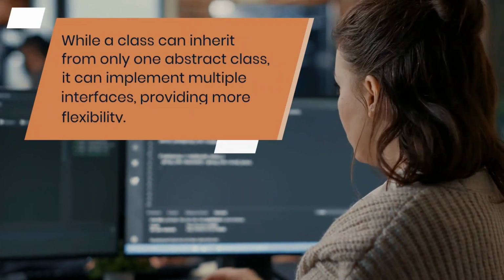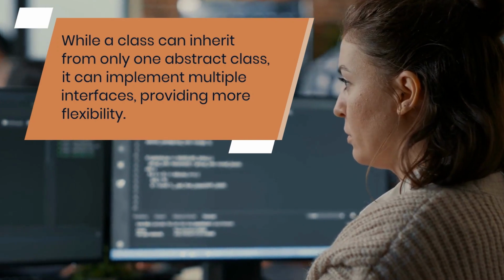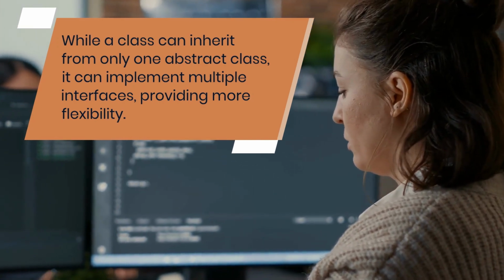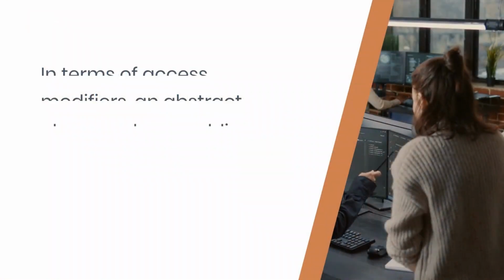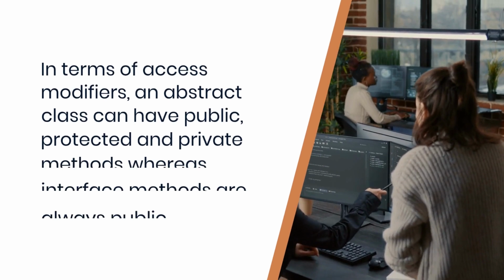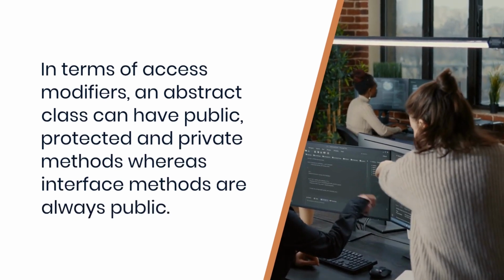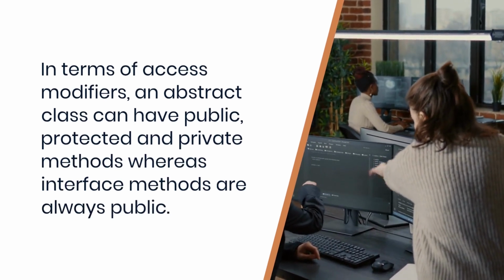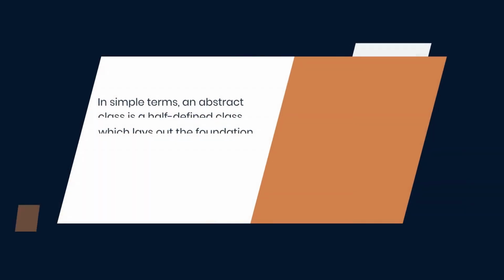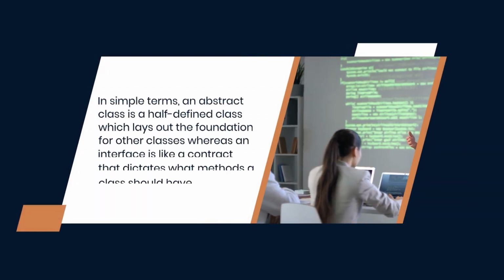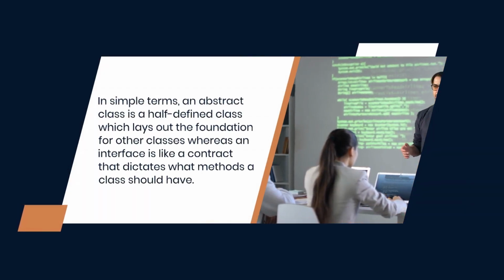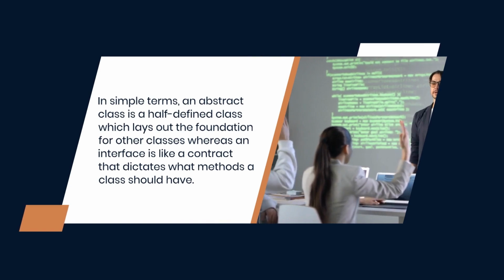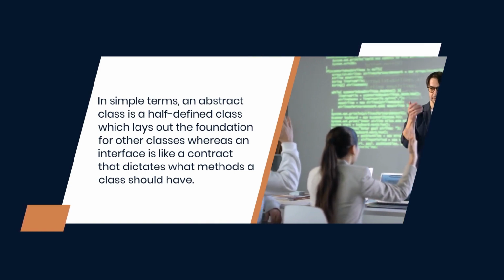As such, all methods in an interface are implicitly public and abstract. While a class can inherit from only one abstract class, it can implement multiple interfaces, providing more flexibility. In terms of access modifiers, an abstract class can have public, protected, and private methods, whereas interface methods are always public. In simple terms, an abstract class is a half-defined class which lays out the foundation for other classes, whereas an interface is like a contract that dictates what methods a class should have.